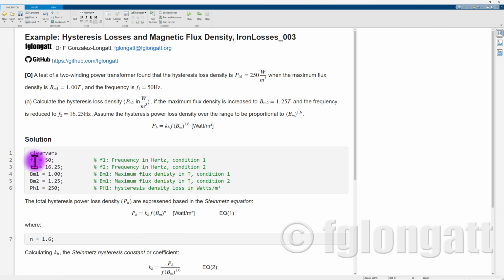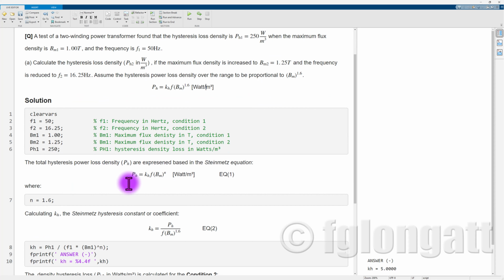So as you must be aware, I am using MATLAB Live Script. I define here the frequency for the first test with the magnetic flux density 1 Tesla. Also, you can see that the hysteresis loss density, in this case watt per cubic meter, is 250. So we have a second operating condition where the frequency is 16.25 Hertz and the magnetic flux density is 1.25.